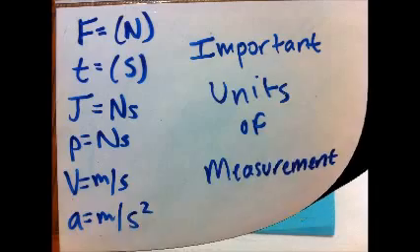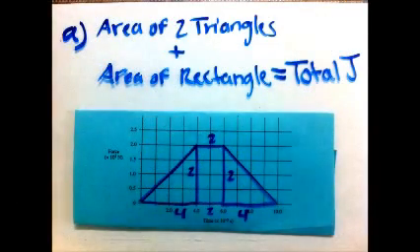Okay, so if we want to find the total impulse, we have to find the area under the curve. And if we split this curve into 3 separate parts, we get 2 triangles and a rectangle. So the area of the rectangle plus the area of the 2 triangles will equal the total impulse, J. And as you can see, there's 2 triangles and a rectangle there. The 2 triangles have a base of 4 seconds and a height of 2 newtons. And the rectangle has a base of 2 seconds and a height of 2 newtons.